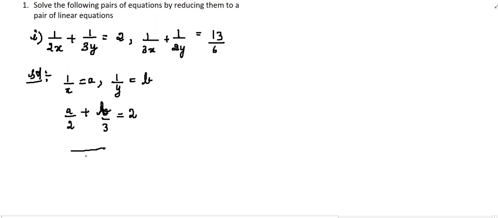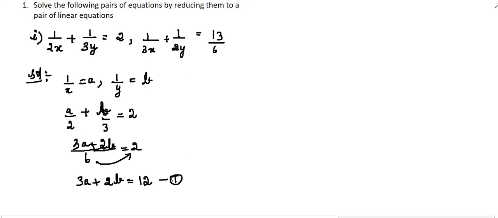When I take LCM for 2 and 3, I will be getting 6. So in the numerators, 3a plus 2b is equal to 2. In the next step, I'll be getting 3a plus 2b is equal to 2 into 6, 12. This is my first equation.